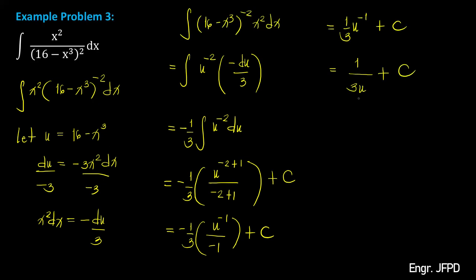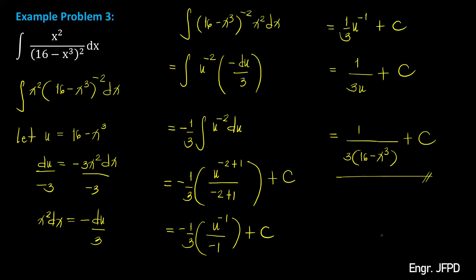And take note, there is no such thing as u in our given. And now, let's apply back substitution, wherein u is equal to 16 minus x cubed. And this is now equal to 1 over 3 multiplied by 16 minus x cubed, that is for the u, then plus c. And this will be our final answer now. Okay, then let's now try to have another example problem.